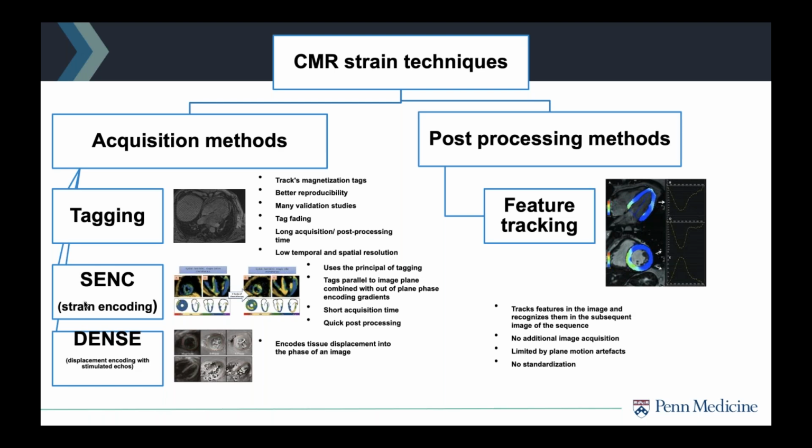And just coming to feature tracking, it tracks the features in the image and recognizes them in subsequent images of the sequence. You do not need any additional images. However, this is limited by motion artifacts, and there's no standardization with feature tracking as well. The current paper used tagging, which is an older method, and feature tracking for strain analyses by CMR.